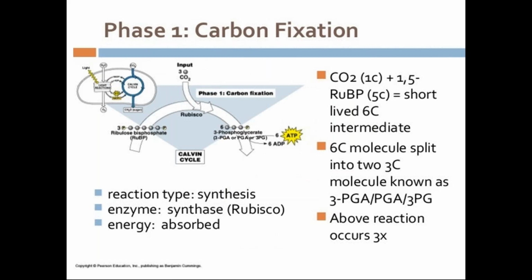First step, phase 1, is carbon fixation, also called carboxylation. Okay students, in the first step, a CO2 molecule combines with RuBP, ribulose 1,5-bisphosphate, and they form a short-lived 6-carbon intermediate. That splits into PGA molecules, phosphoglycerate, a 3-carbon compound.